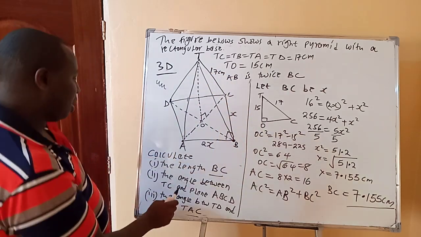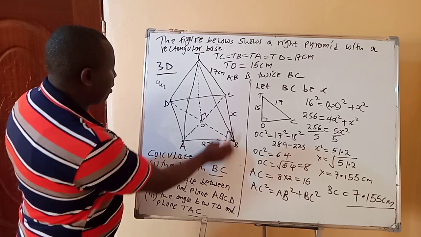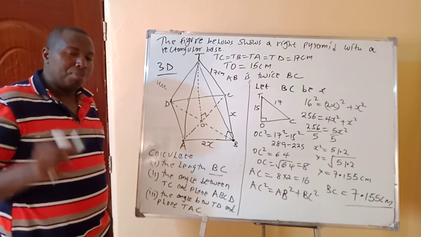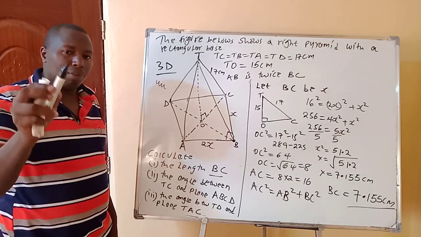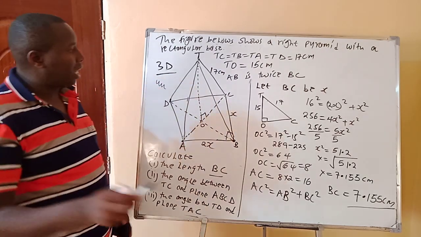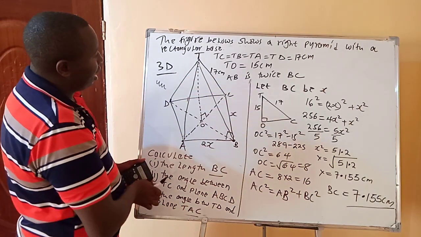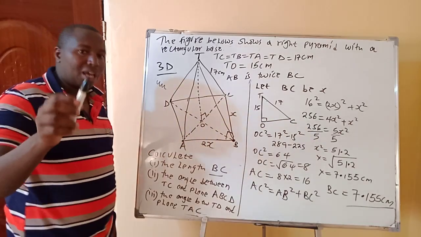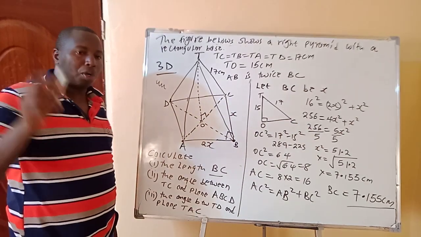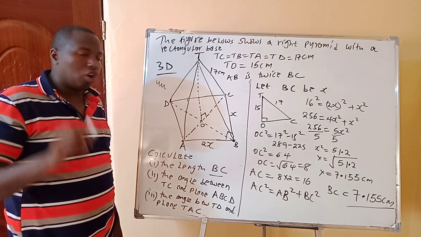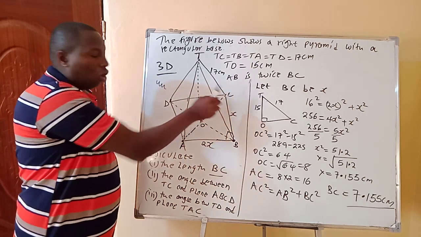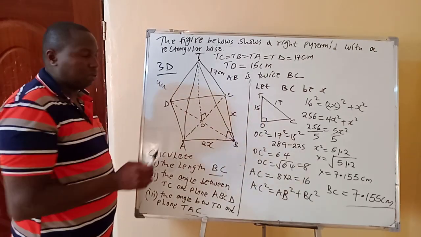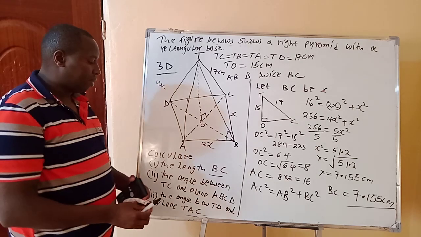Then the second question. The second question there is the angle between TC and the plane ABCD. Therefore, you are required to find the angle between a line and a plane. So the angle between a line and a plane, this line TC and plane ABCD. The first step is to identify the projection of this line, or the shadow of this line TC on the plane ABCD. The projection itself. Let's see how you find this one.